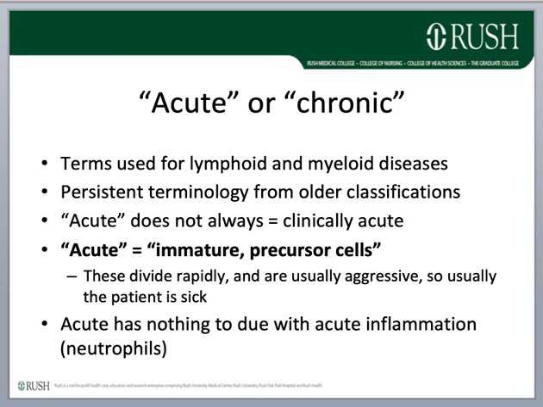These cells are rapidly dividing. These are usually aggressive neoplasms, and so the patient is usually quite sick. Just as a caveat, acute has nothing to do in this case with acute inflammation, in which we have the mature myeloid cells, neutrophils.